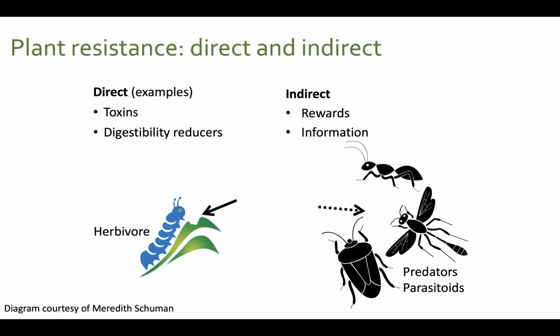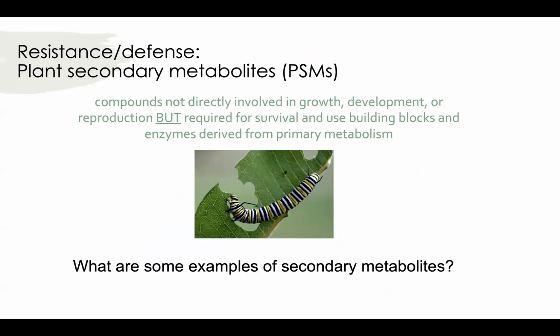They locate their host, they lay their eggs, and then oftentimes that eventually kills the herbivore. So this is, of course, great for the plant, right? Because it provides them this form of indirect resistance against continued feeding, which, I mean, what plant wouldn't love that?